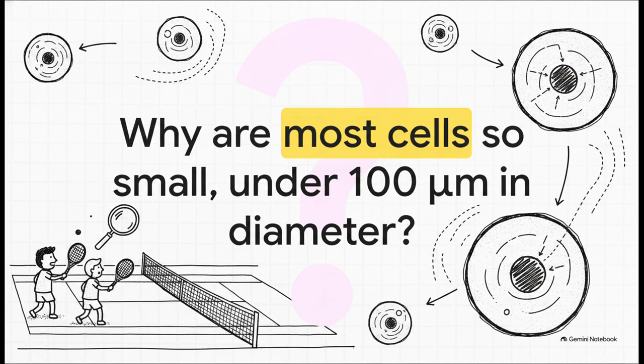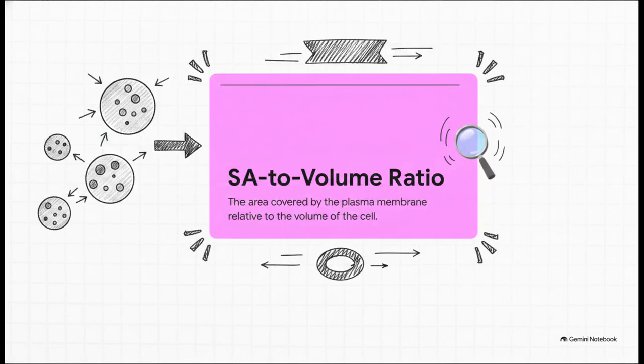The big takeaway concept here is the surface area to volume ratio. This is the ultimate limiting factor for cell size. Think about it like this. The surface area is the space covered by the cell's outer shell, the plasma membrane. And remember, literally all the nutrients coming in and all the waste products going out have to pass right through that membrane. The volume, on the other hand, is all the stuff packed inside the cell. For the cell to survive, that outer surface area needs to be large enough to support the volume inside.